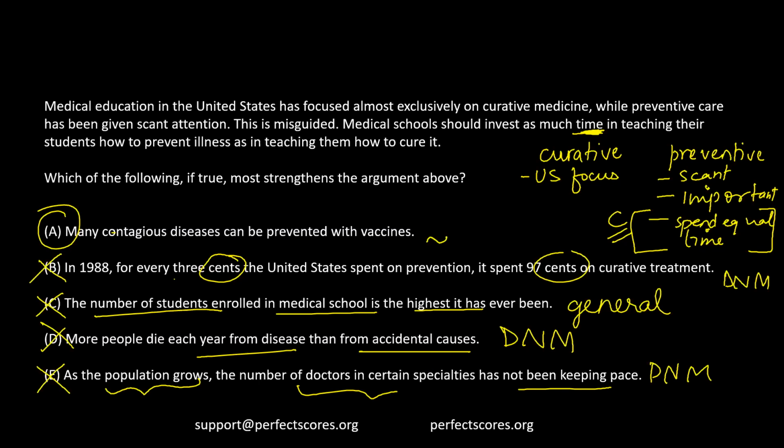So a better idea would be to give probably the ratio of doctors to patients. Is that growing or not? We don't know. So those things make a difference. But A definitely strengthens the argument by showing that you can prevent them with vaccines. So it's better if you invest time in teaching students how to prevent illnesses, for example, through vaccines.